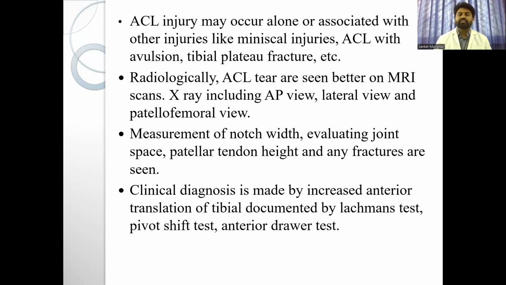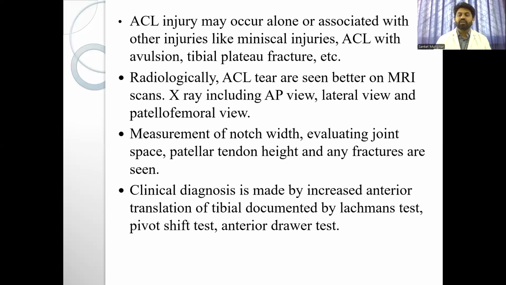Radiologically, ACL tears are seen better on MRI because this is a soft tissue structure, and this is what studies also show. X-ray includes AP view, lateral view, and the patellofemoral view. Mostly X-rays are used to exclude fractures along with the ACL. Measurement of notch width, evaluation of joint space, patellar tendon height, and any other structures are seen.